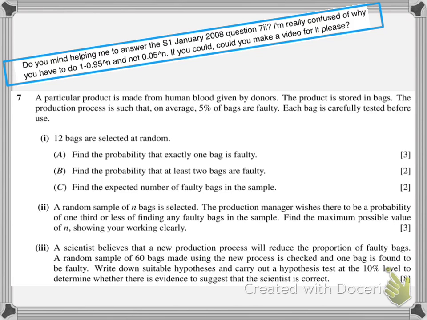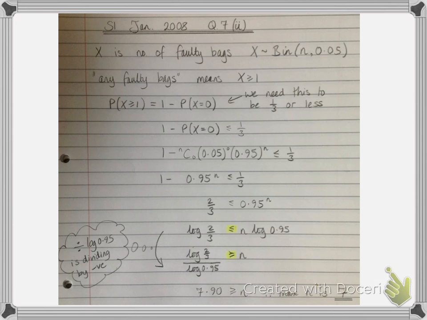Okay, so what we need to do is use the words of this question and turn them into an equation, or an inequality in this case, and solve that inequality to find the value of n. So we've got 1/3 or less, and this is the probability of finding any faulty bags in the sample. So first thing to do is to set up the distribution.